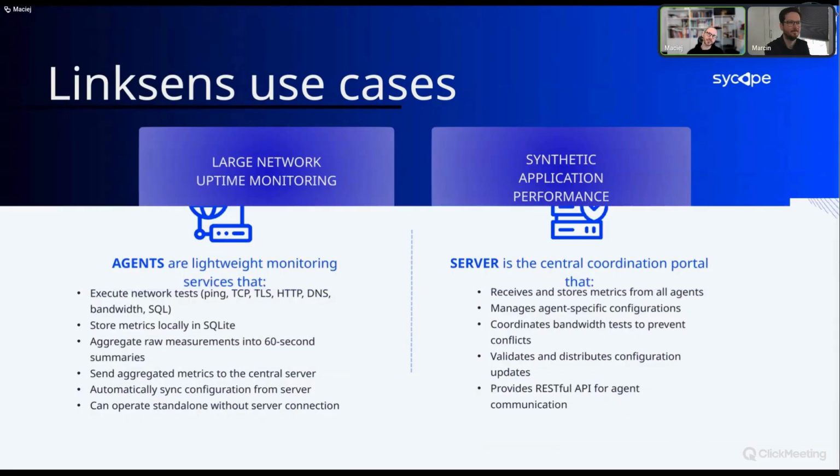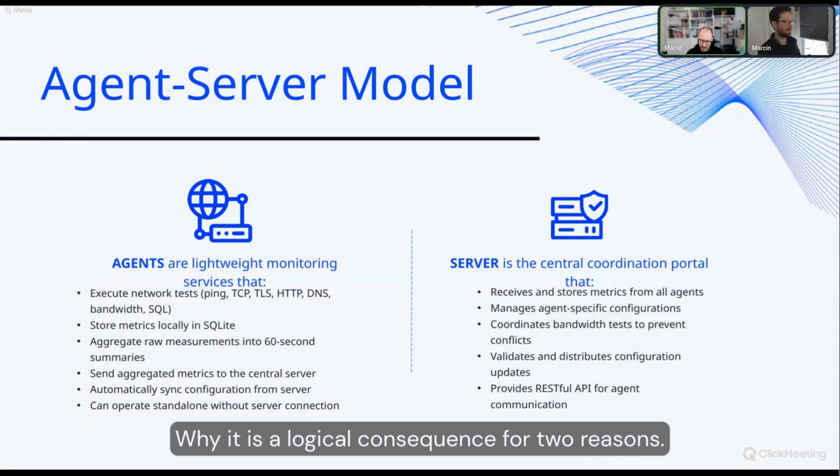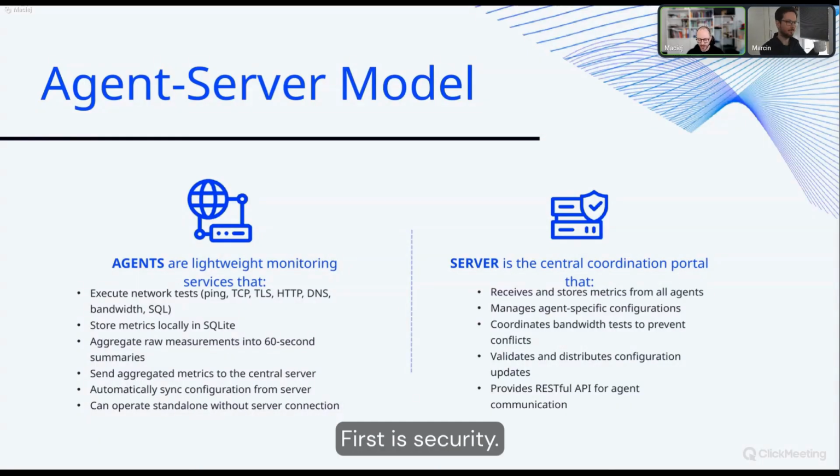All right, so the first thing is that we have the split for the agent-server model. This was the core of the idea of how we organize data exchange. Because if one of our first goals is to have the ability to have multiple agents in different locations, then having a central server where those agents send their data is a logical consequence. Why is it a logical consequence? For two reasons. First is security.